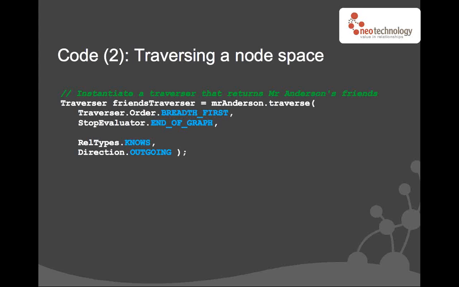And then the second evaluator is a returnable evaluator, which says that out of all the nodes that we're going to visit, what nodes should I include in the result set? In this case, we say all but start node, because we want every node that we visit except for the first one, because again we wanted Mr. Anderson's friends, not Mr. Anderson himself.